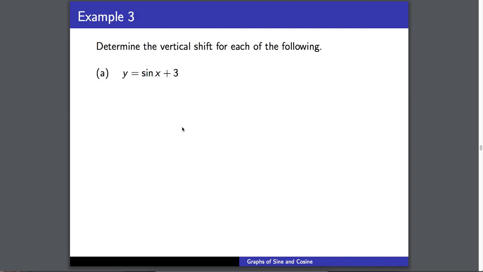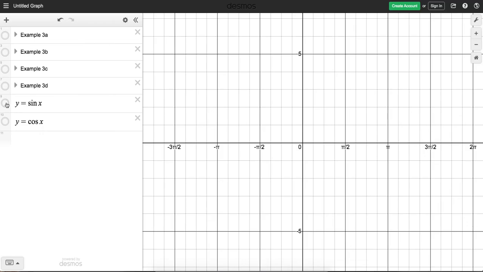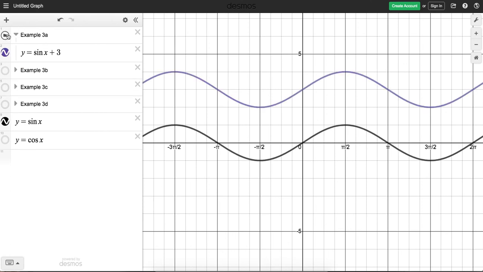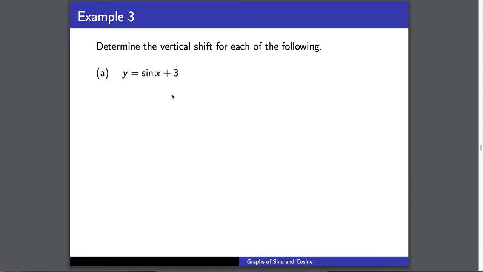So example 3, determine the vertical shift for each of the following. Part A, we have y equals sine of x plus 3. Just to give a quick demonstration, here's the sine of x, and here is our sine of x plus 3. Notice each point on the black graph, such as pi over 2 and 1, was shifted up 3 units on the purple graph. Take the 1 and add 3 to it. For this same value of x, we get 4. So our vertical shift is up 3 units.